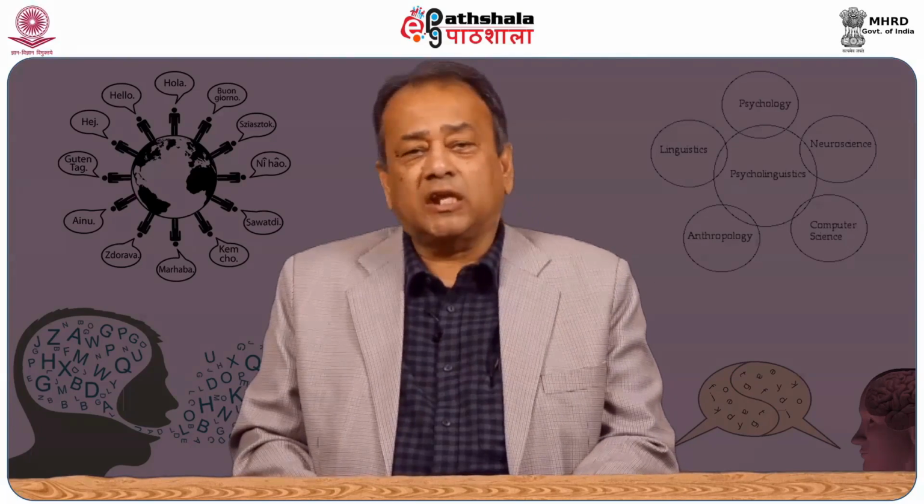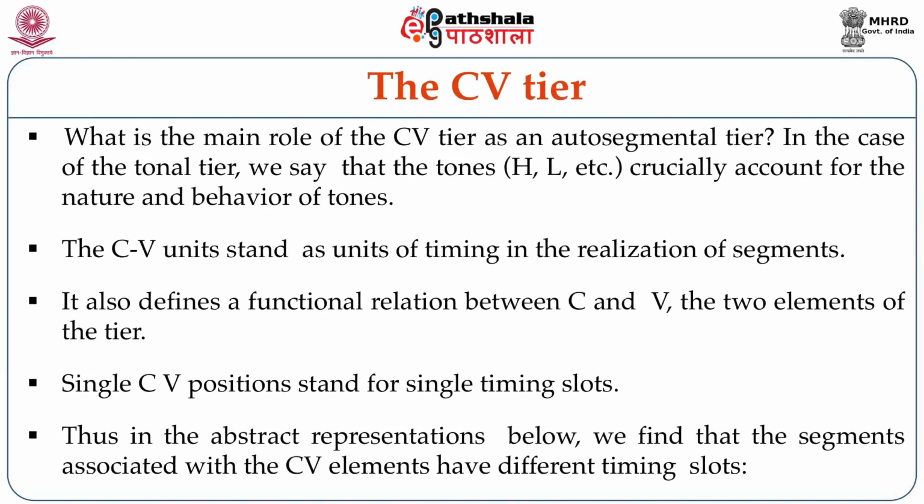Now let's go into the details of CV phonology. What are the features of the CV tier? Number one, the CV tier as conceived of in CV phonology is a tier that represents timing slots. So each segment, a C or a V, represents a timing slot. What it means is that there is a way available to us to show whether a single segmental representation actually takes just one timing slot or two timing slots.